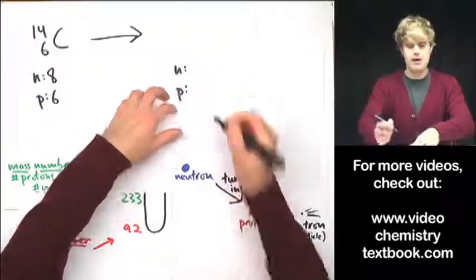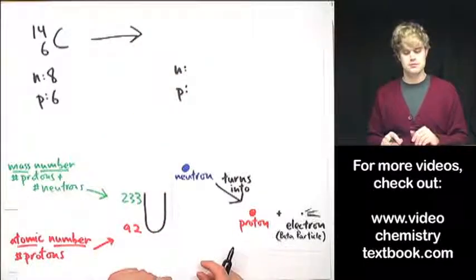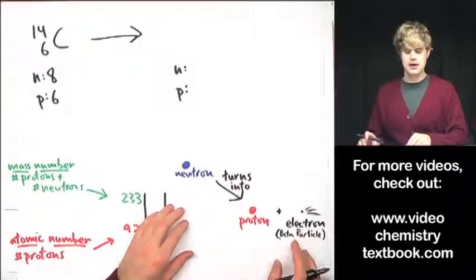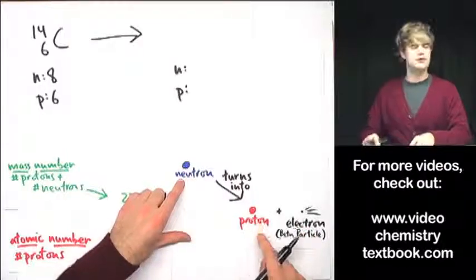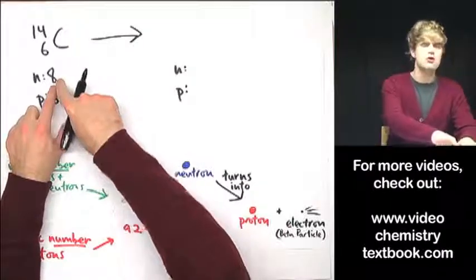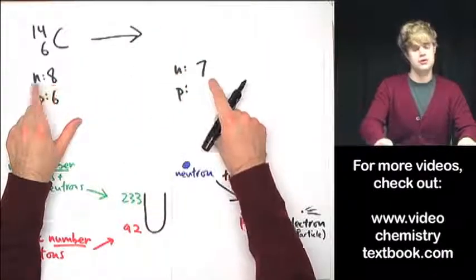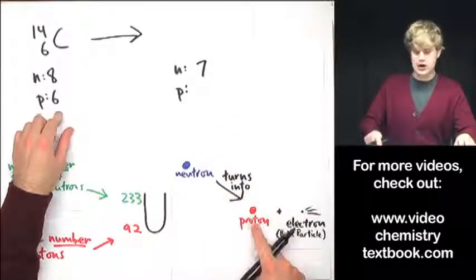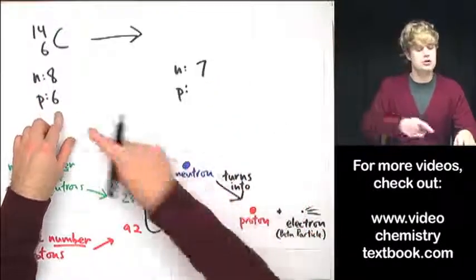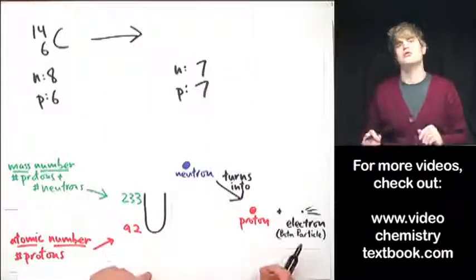Okay. Now let's look at what I'm going to get after beta decay happens. What happens in beta decay? A neutron turns into a proton. So after this happens, I started with 8 neutrons, now I end up with 7 neutrons. But I get a new proton, because that's what the neutron turned into. I used to have 6 protons, now I have 7 protons.